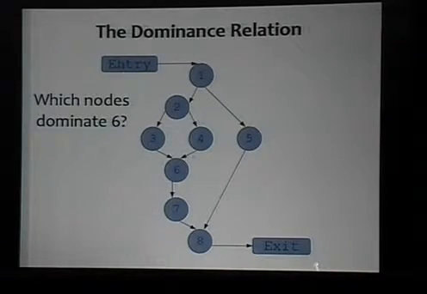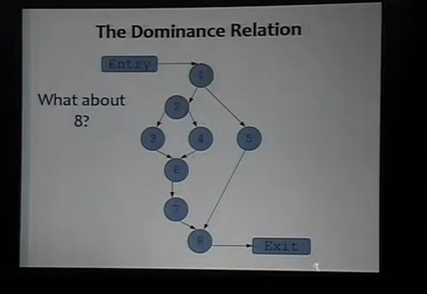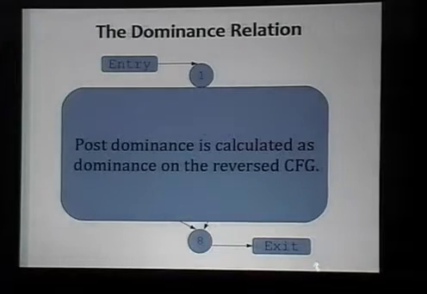Which nodes dominate 6? Well, 2, 1, and entry, right? 3 and 4 don't dominate 6 because you don't have to go through either one of them to get to 6. Does that make sense? Okay. So 1 and 2, and 6 also dominates itself, but we're not going to care about that. What about 8? Well, the only node that dominates 8 is 1 because everything else is conditional on the branch that 1 takes. So just 1 and 8.